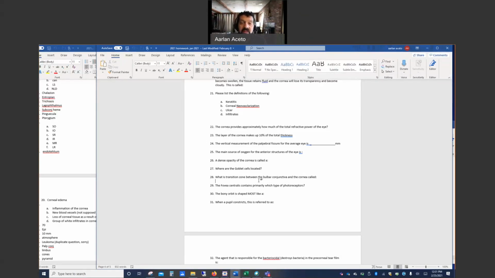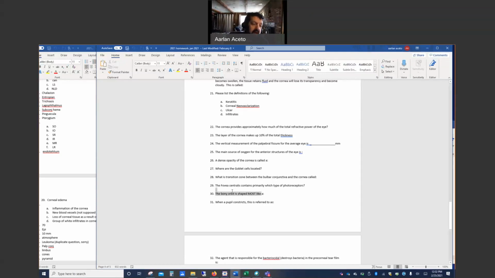Photopic vision, which means during the light. Scotopic vision is darkness, and those are what rods are for. Rods are for dark movement, low vision, low light situations, that type. So the fovea centralis contains primarily which type of photoreceptors? It's either cones or rods. I was looking for cones.